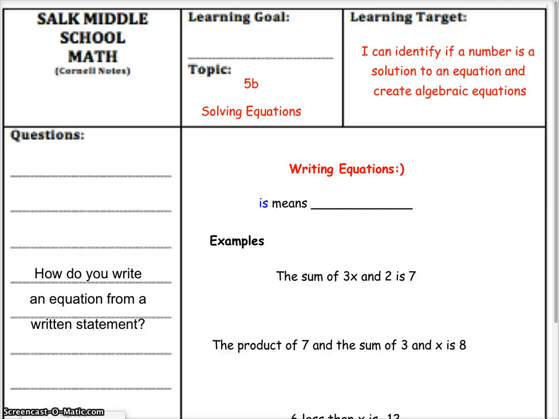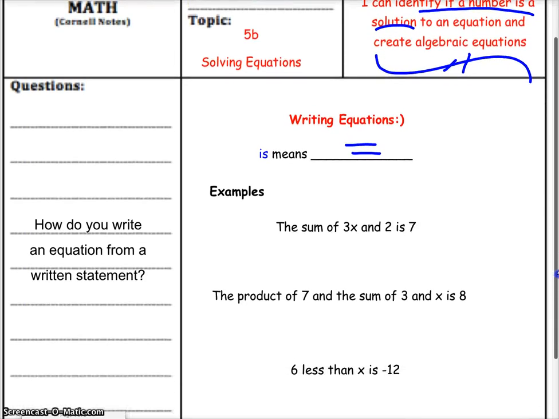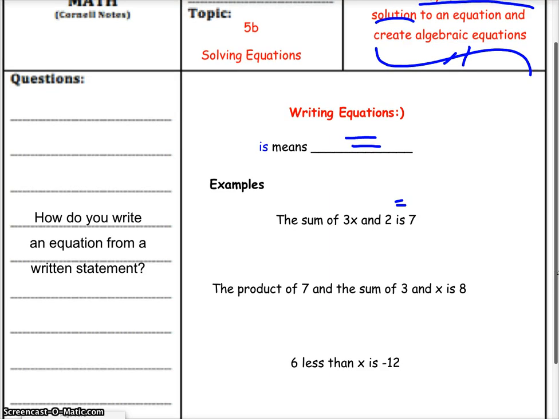Writing equations. I think that's our last learning target. So I have identifying if a number is a solution, and creating algebraic equations. Here we go. What you need to know with an algebraic equation is that "is" means equals. So, the sum of 3x and 2 is 7. Is means equal, so I say equals 7.